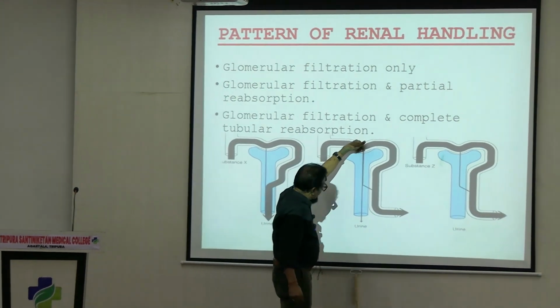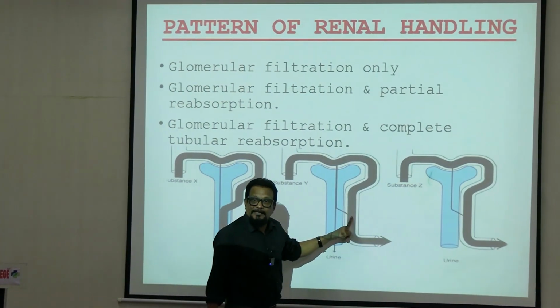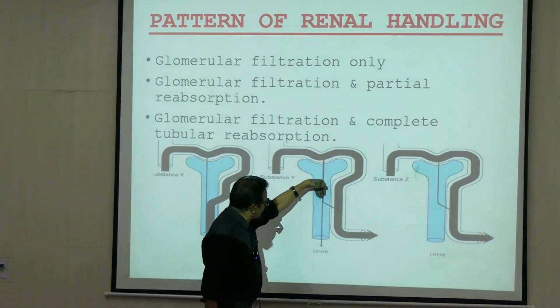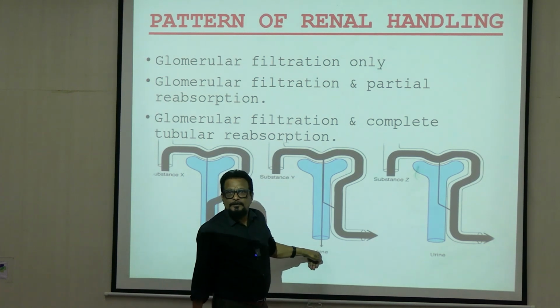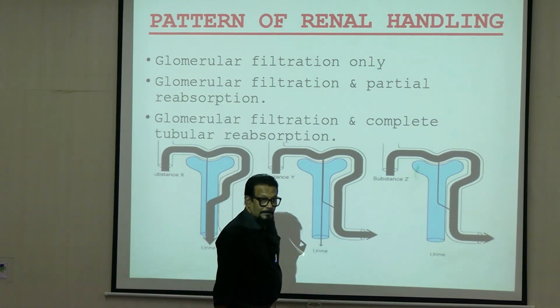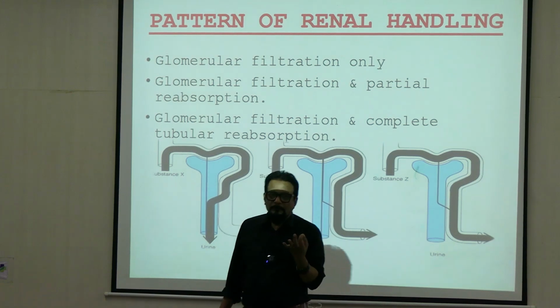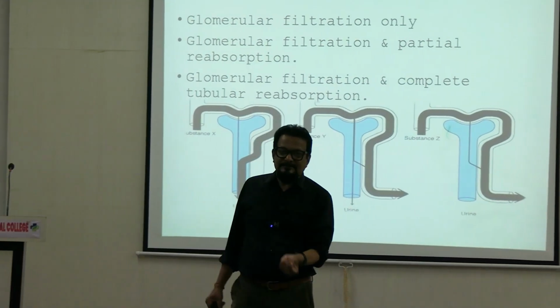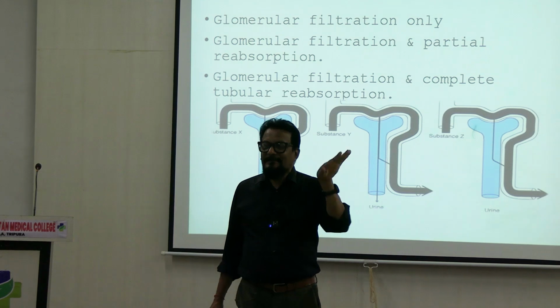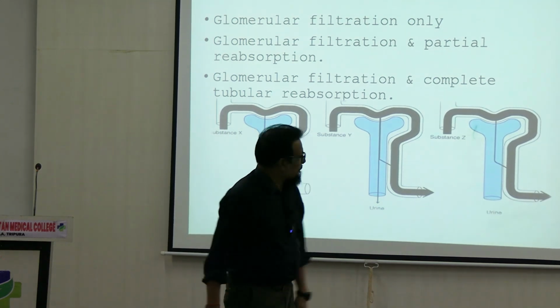Here, another kind of substance. These are filtered, but part of this is reabsorbed, and the rest is passed through the urine. For example, sodium: 99% is reabsorbed, 1% is excreted through urine.